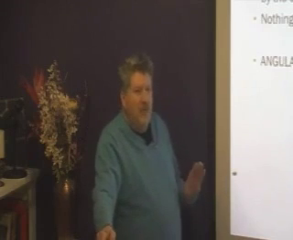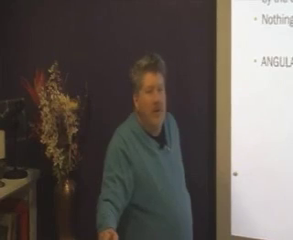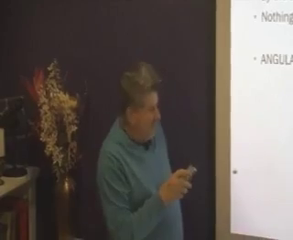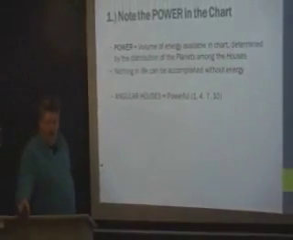So, you can't do anything if you don't have energy. The basic rule of thumb with this, though there are exceptions to this, is houses 1, 4, 7, and 10 are called angular.